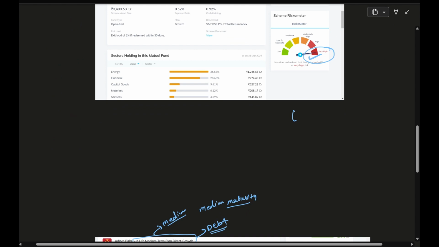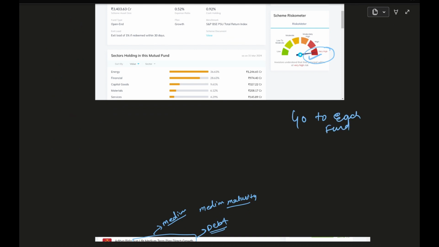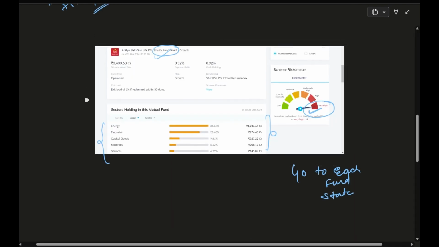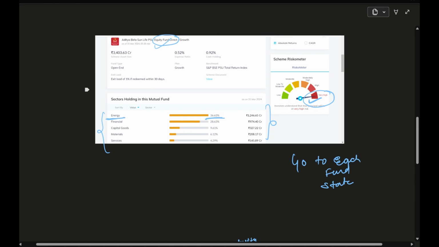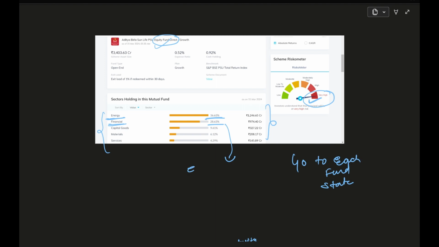What you have to do is to go to each fund statement and look at where they are investing. If we look at this high risk equity fund, they are investing 36% of the fund into energy and 28% of the fund in financials. There will be more data on where particularly in energy they are investing, and where particularly in financials they are investing. So do keep these in mind while investing in mutual funds.